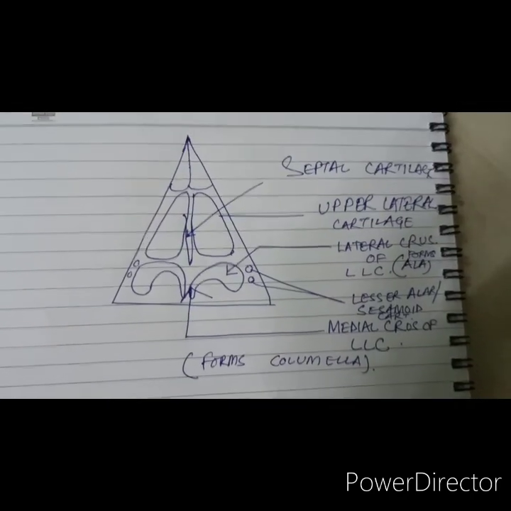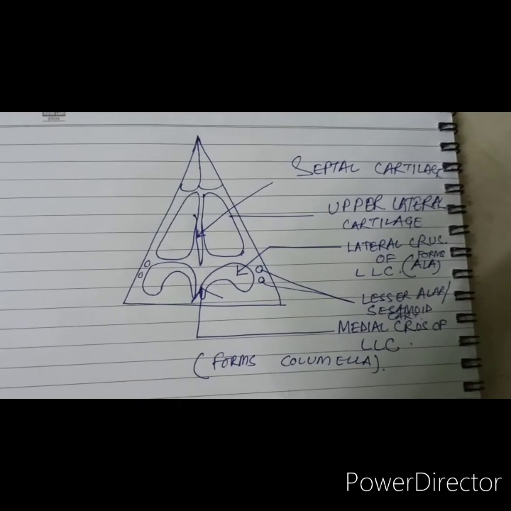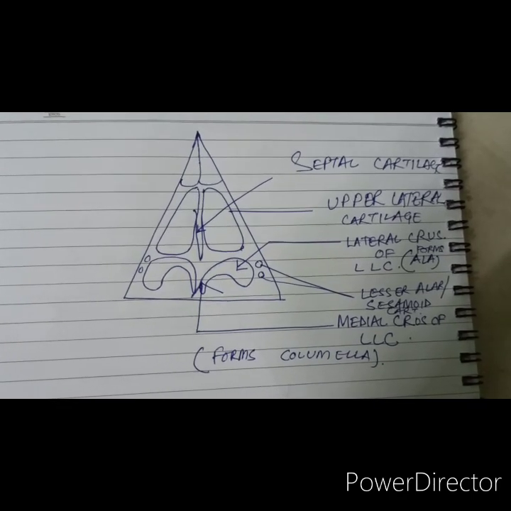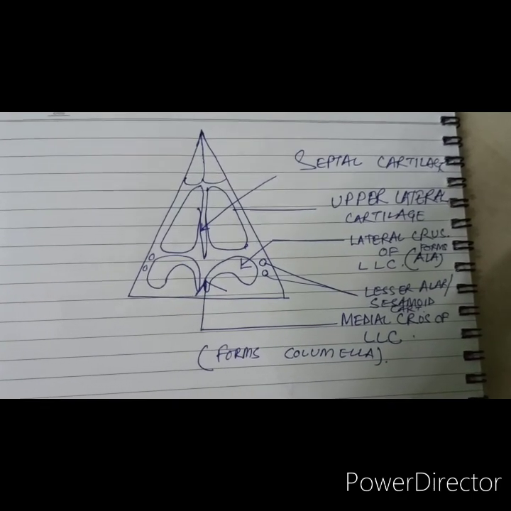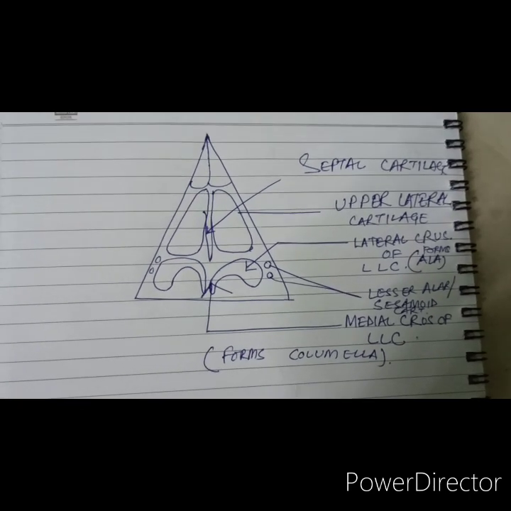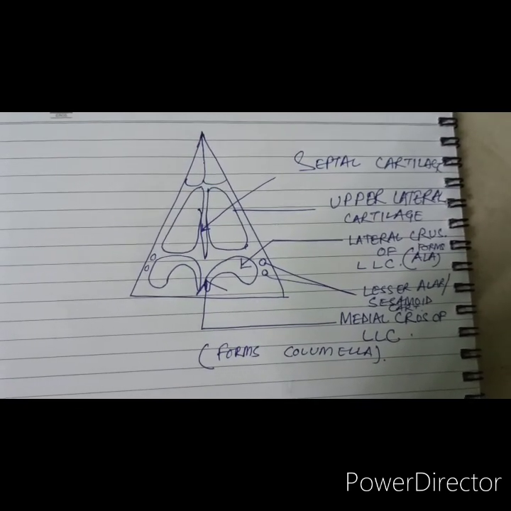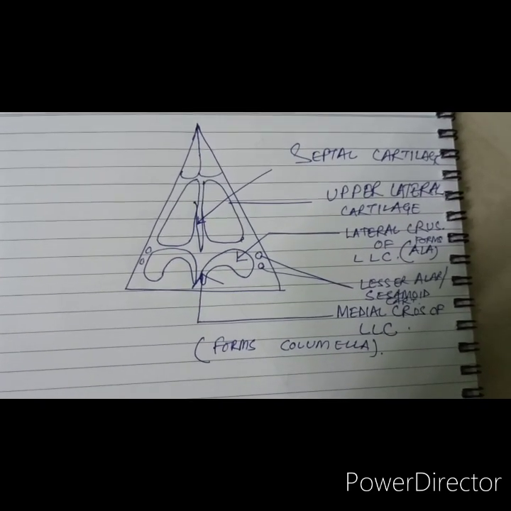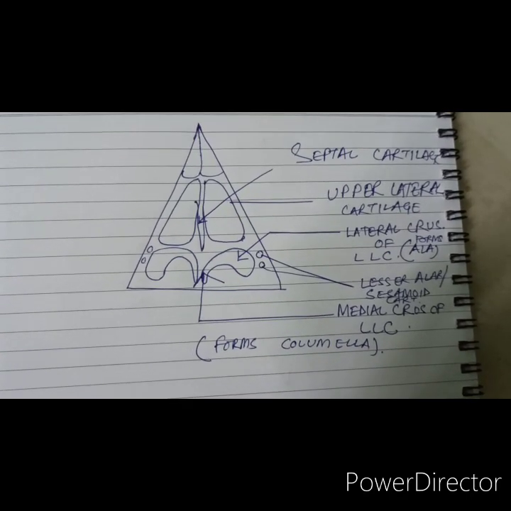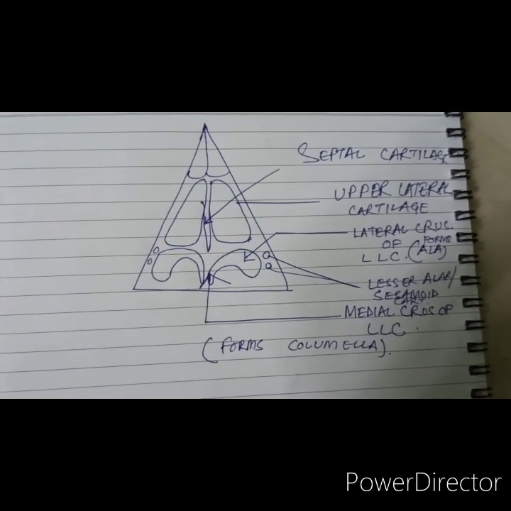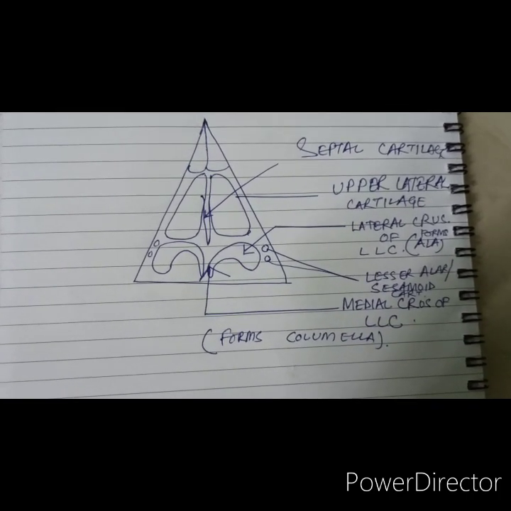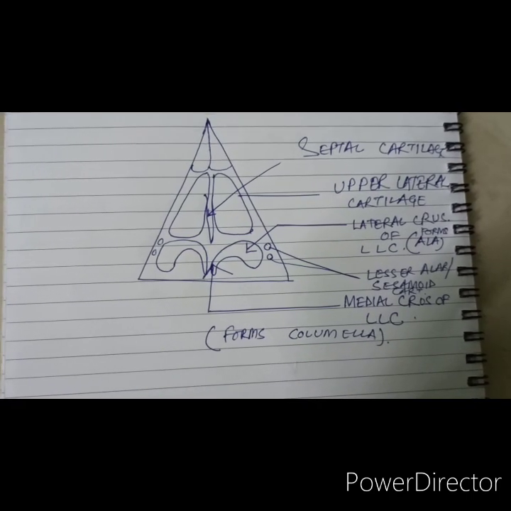Next, let us move on to the cartilaginous part. The cartilaginous part has the upper lateral cartilage, the lower lateral cartilage and the lesser alar cartilage. Now the upper lateral cartilage lies below the nasal bones, one each on either side, so equal to 2. The lower free margin of the upper lateral cartilage, which can be seen intranasally, is known as the limen vestibuli or nasal valve.